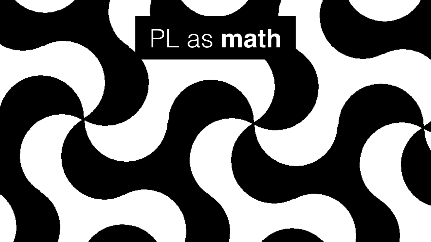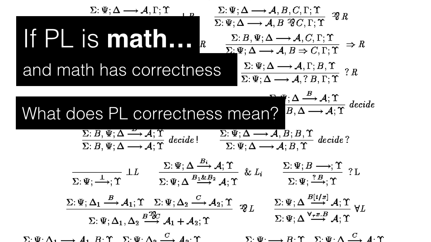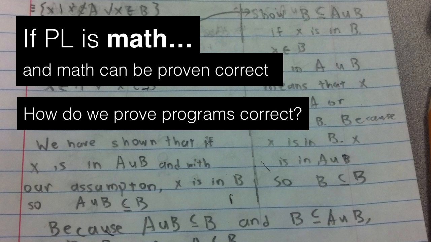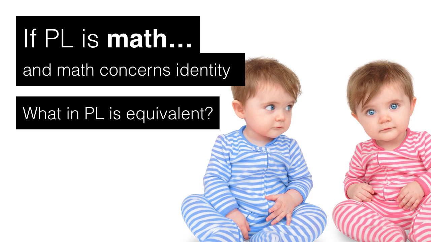And what I learned was that PL as math had many implications that most of us already know in this room. Math has correctness, and so we ask, what does PL correctness mean? Math can be proven correct, and so we ask, how do we prove programs correct? Math concerns identity, so we think a lot about equivalence in programming languages. This is the whole history of theory of computation, right? So this math one is very well explored in computer science.